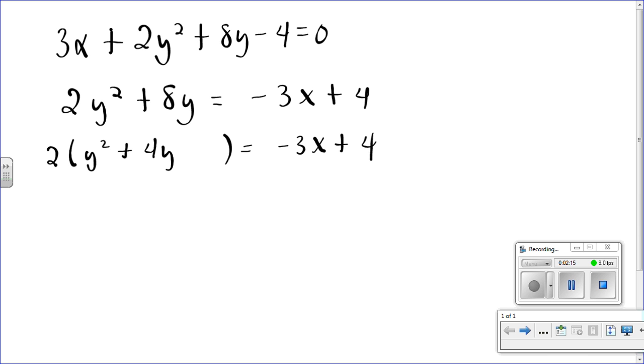That gap was left there. If you remember completing the square, a has to be 1. The first step is to get a to be 1. The second step is to take half of b and square it. What's half of 4? 2. And what's 2 squared? 4. So you add that here.